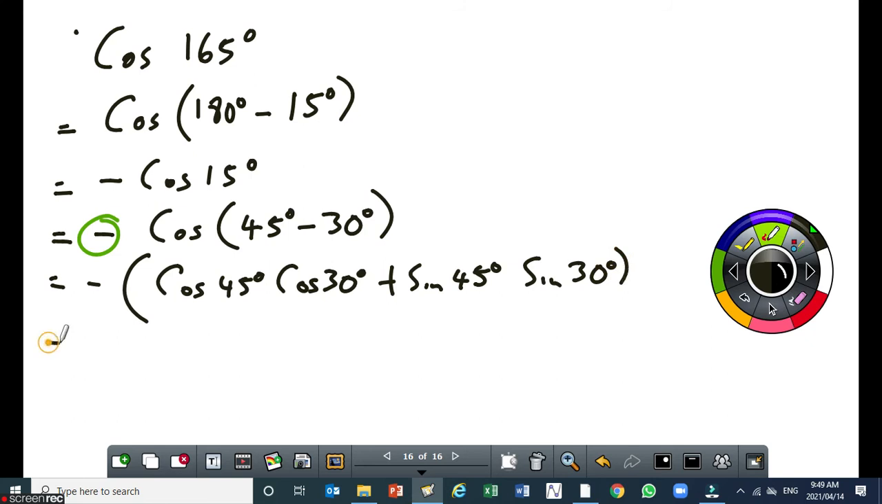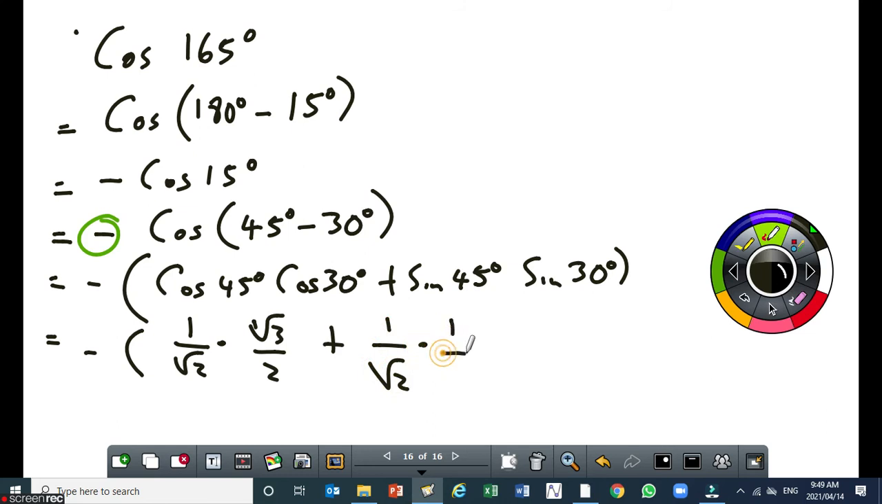So this will be equal to minus. Now let me simplify what's inside the bracket. So that will be 1 over square root of 2 times square root of 3 over 2 plus 1 over square root of 2 times a half. Now if I simplify, I'll get minus the open bracket square root of 3 over 2 square root of 2 plus 1 over 2 square root of 2.